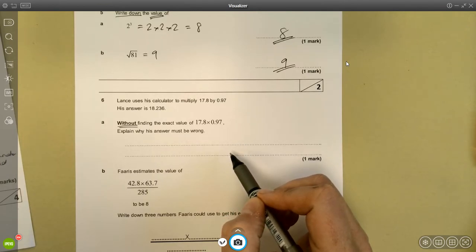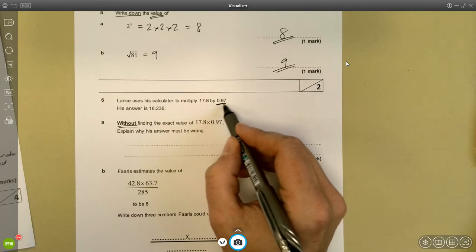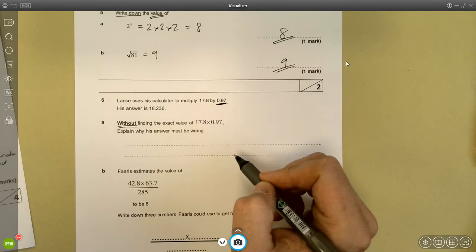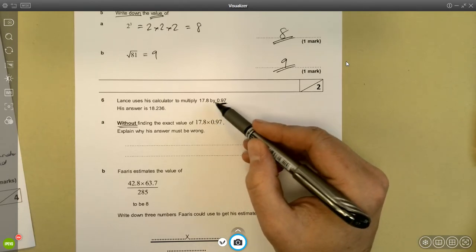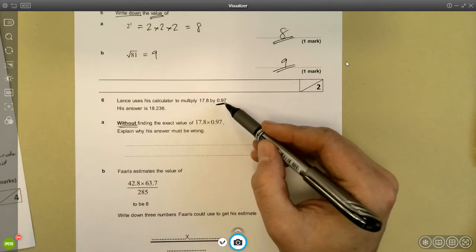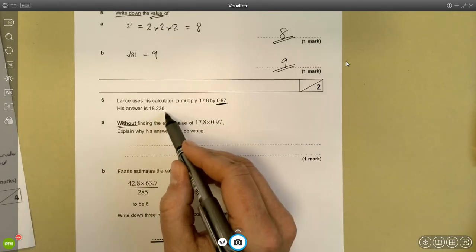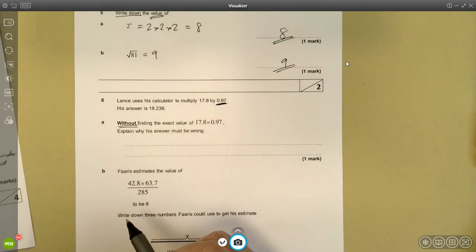So let's have a think about this. You're multiplying by a number here that's less than 1. If I multiply by 1, I get the same size answer. If I multiply something by something that's less than 1, it gets smaller. So basically, I think he's wrong because we should be getting an answer that's smaller.